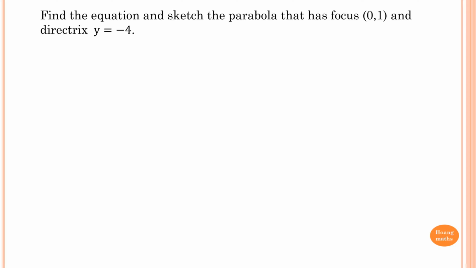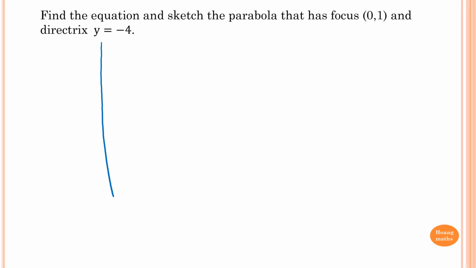Find the equation and sketch the parabola that has focus (0, 1) and directrix y equal to -4. So first of all, we just do a quick sketch first. So we just do x and y axis first.